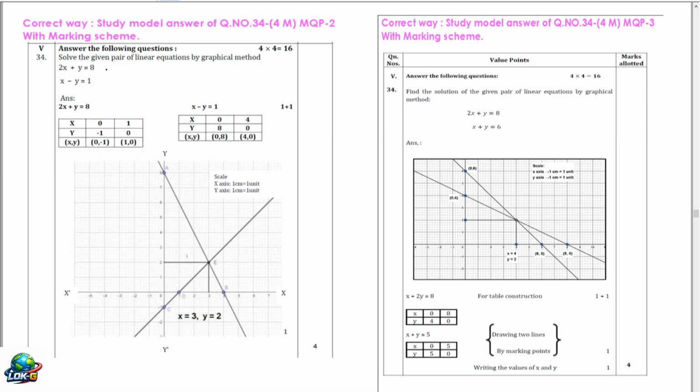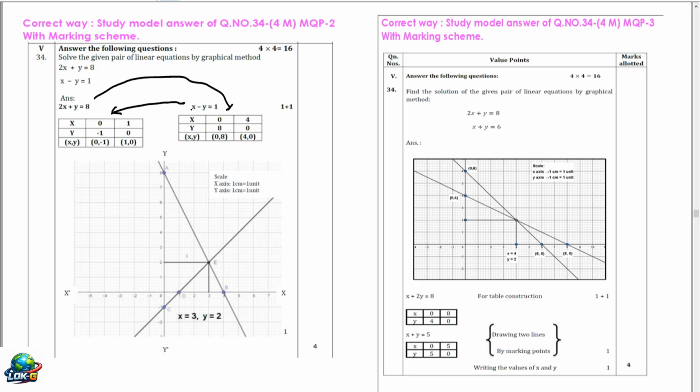Study another question. Model question number 2. 34th question. 2x plus y is equal to 8, x minus y is equal to 1, truth table. When x is equal to 0, y is equal to... There is a mistake in the model solution here. This graph is this. Okay. When x is equal to 0, y is equal to minus 1.